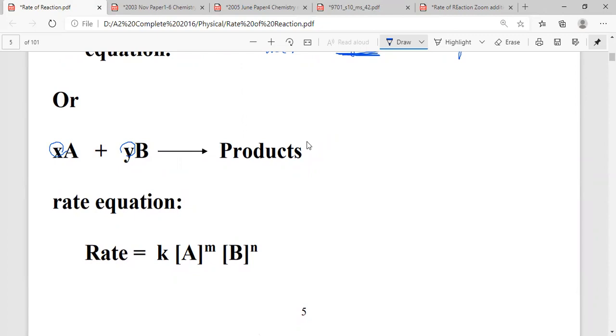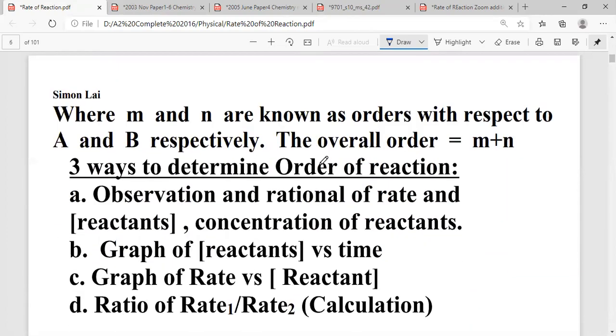Of course, M can be equal to X, of course, and N can be equal to Y. Yes, I mean, if you prove it. But you don't prove it, you just say it's not true here until I prove it. So we assume it's not true. Normally, it's not true.